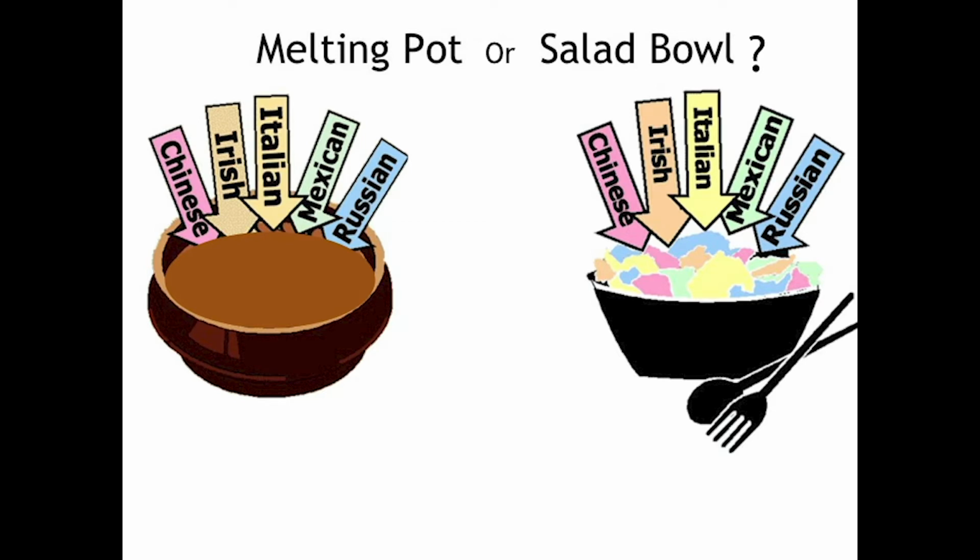But there are two theories, and this is where we really start our discussion. There are two theories of mixing the different colors together. There's one thing called a melting pot and a salad bowl. The melting pot is just like a cocktail. You put all the different things together, you mix them, and they're just one mix.